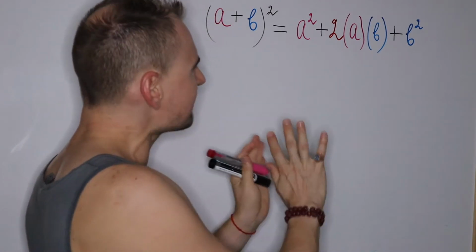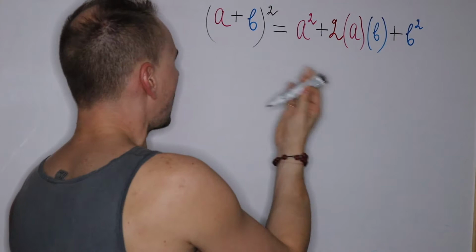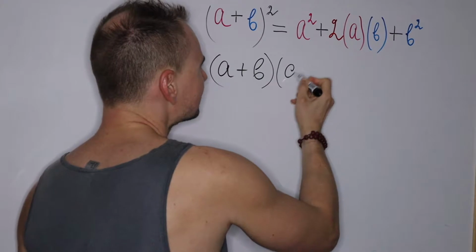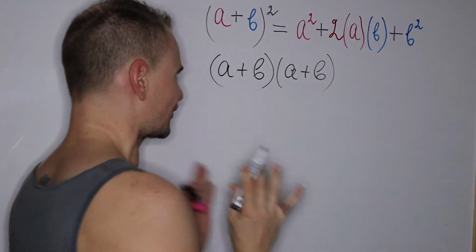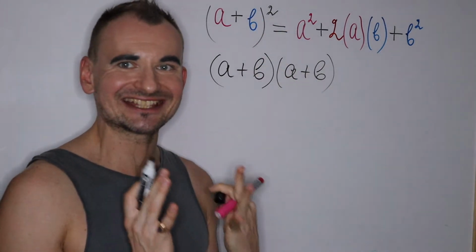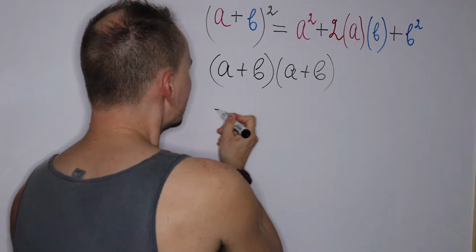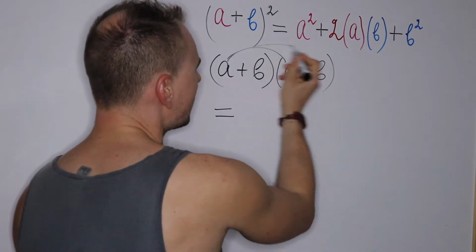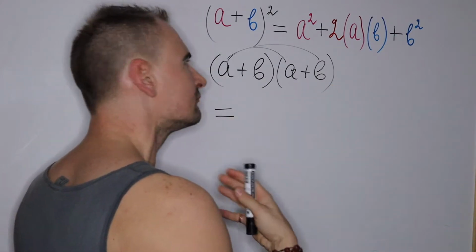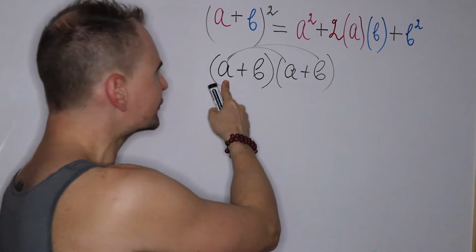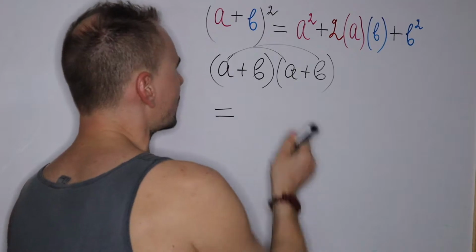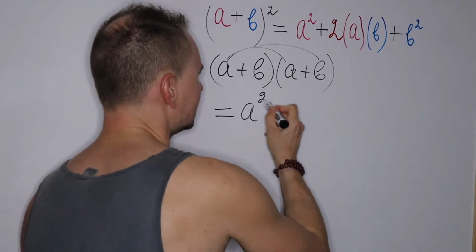So if you don't remember this formula, basically all you do is take this a plus b and multiply a plus b by itself twice. Basically that's what the second power stands for. And if you do, you end up with the usual, standard way of removing parentheses. You take the first term a and multiply it by the first term in the second parenthesis, so a times a gives you a squared.